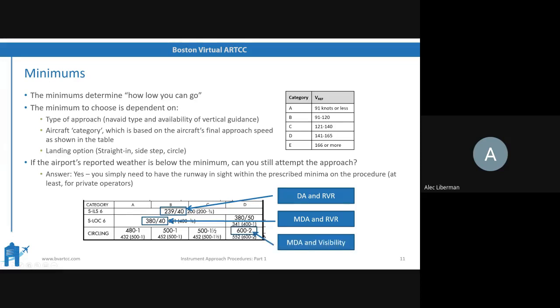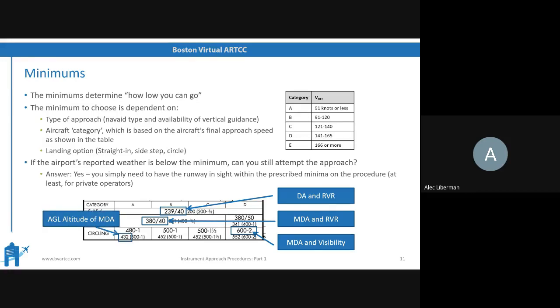Now, there's our MDA and visibility. You wouldn't really see any other prefix. MDA and visibility in this case, if you're category D, you're going 140 to 165 knots, which means at that point, you're not talking about RVR, you need whole visibility. So in this case, you need 600 feet and 2 statute miles of visibility.